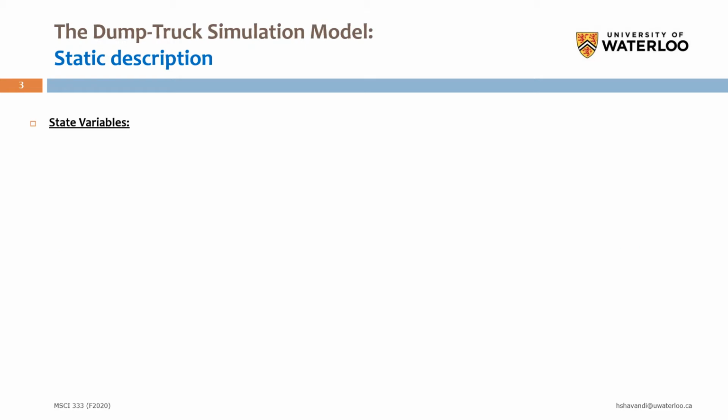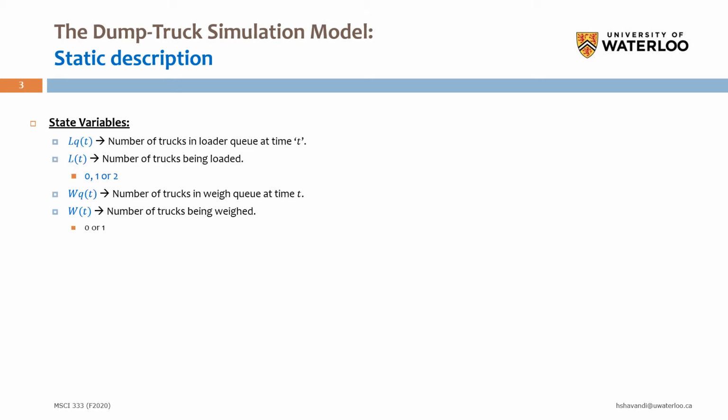At first, state variables. So here we have 4 state variables, one for the number of trucks waiting for loading, and then one for the loading status, the number of trucks being loaded, which could be 0, 1, or 2, and the number of trucks waiting in the scale waiting line, and WT, the number of trucks being weighed, which could be 0 or 1. So we have 4 state variables here.